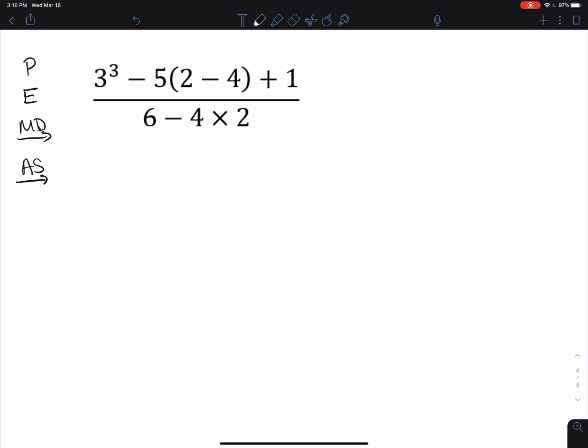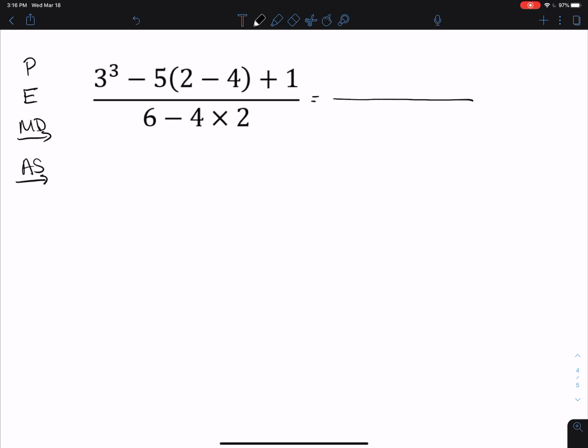But when we have a fraction, we're essentially doing two order of operations problems. We're going to do everything up in the numerator, the top part of the fraction first, following the order of operations. Then we're going to do everything in the denominator, following the order of operations. Then last but not least, we'll divide.